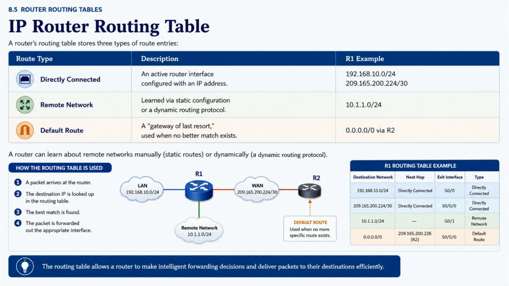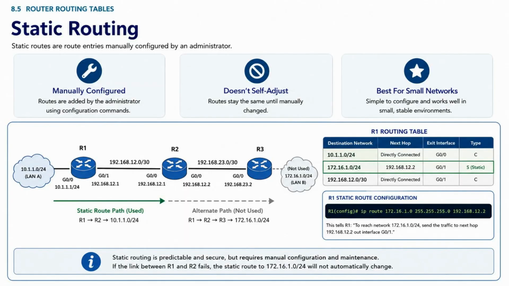A router's routing table holds 3 entry types, shown in the table with R1's actual examples. Directly connected: an active interface with an IP configured, e.g. 192.168.10.0/24. Remote network, learned via static config or a dynamic protocol, e.g. 10.1.1.0/24. And default route, the gateway of last resort when nothing else matches, 0.0.0.0/0.